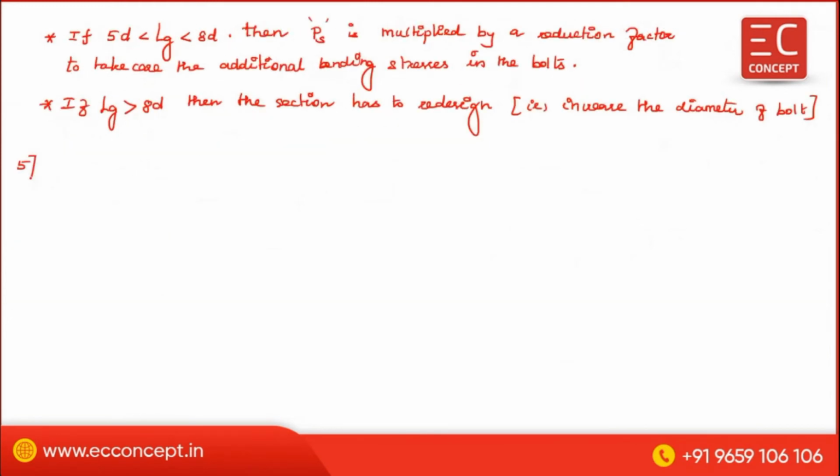Now the fifth one is slenderness ratio, which is important. That is lambda. Lambda is equal to L effective by r minimum. Now we are going to see one by one what the slenderness ratio is.